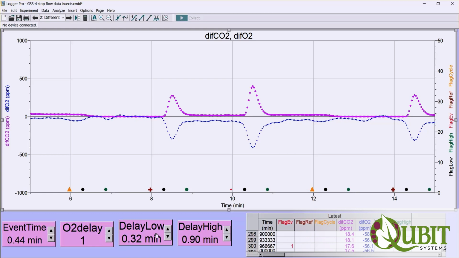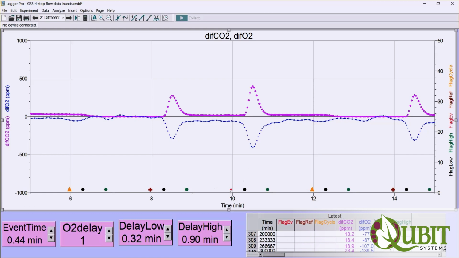These are flags which inform the software where to stop and start the integration of the peak, because that's how the metabolic parameters VCO2 and VO2 are calculated. And we'll go first through delay low.